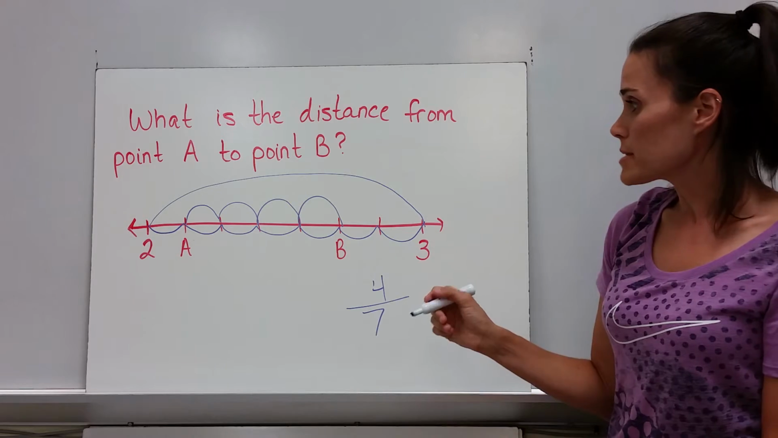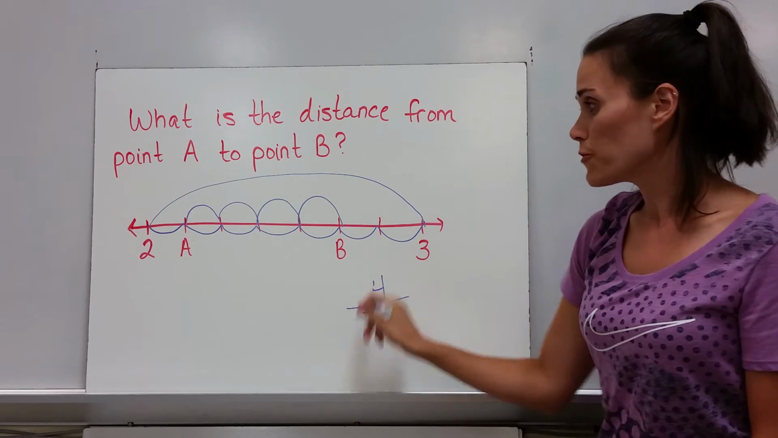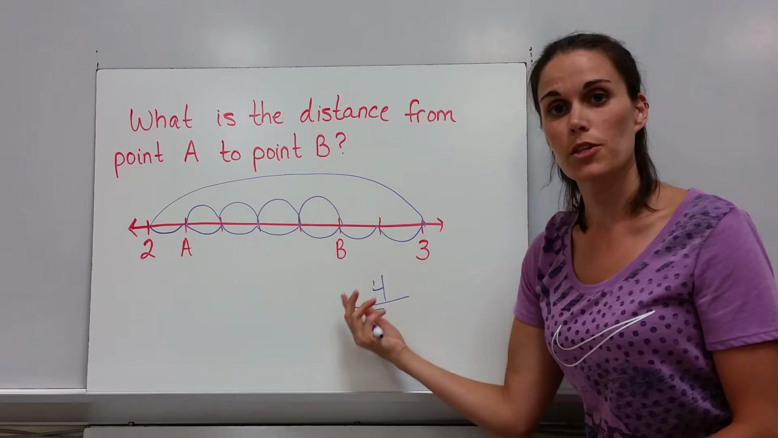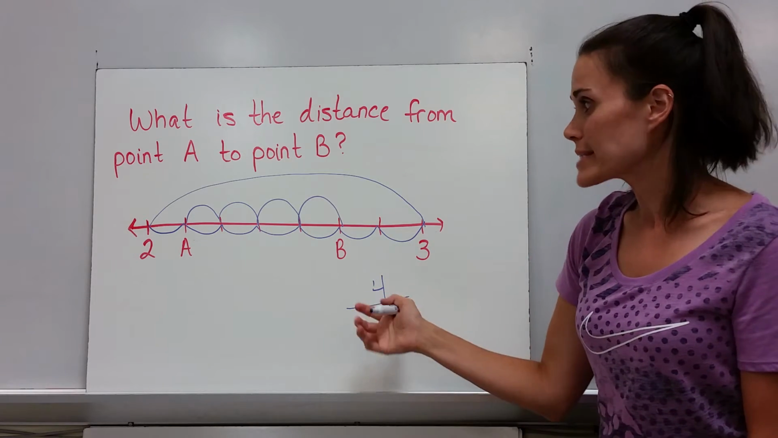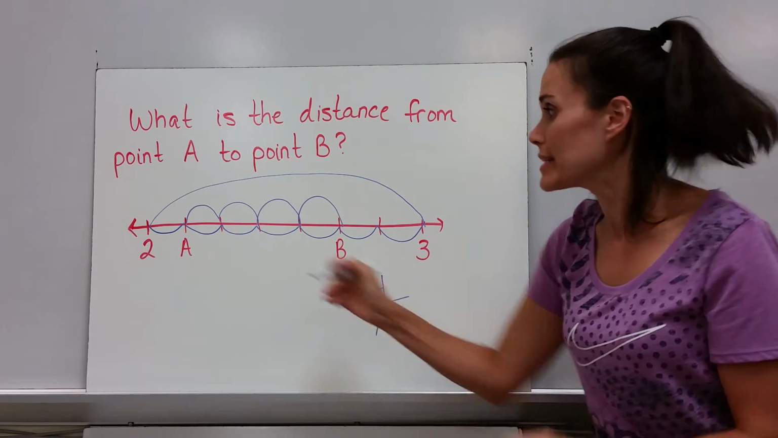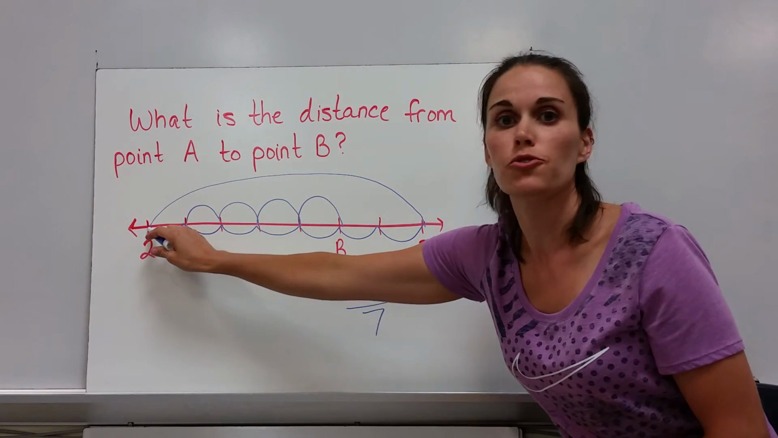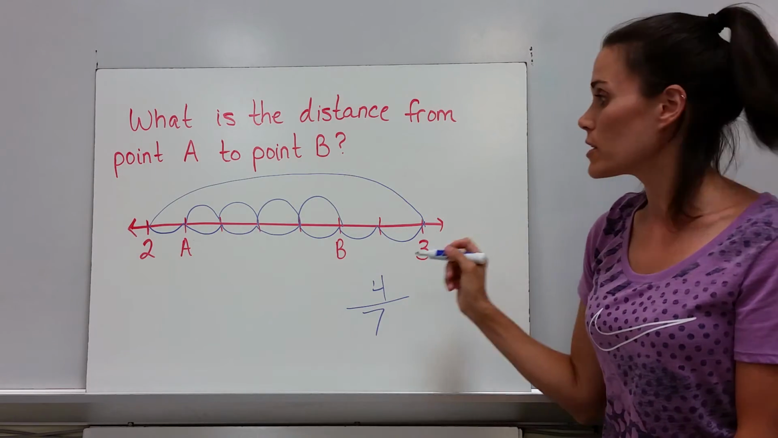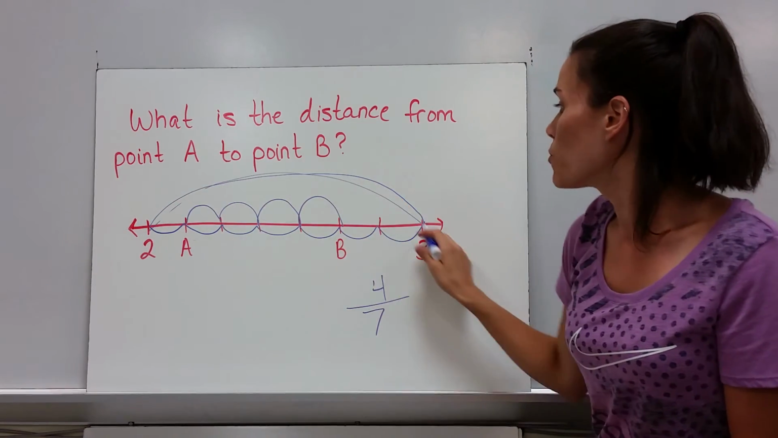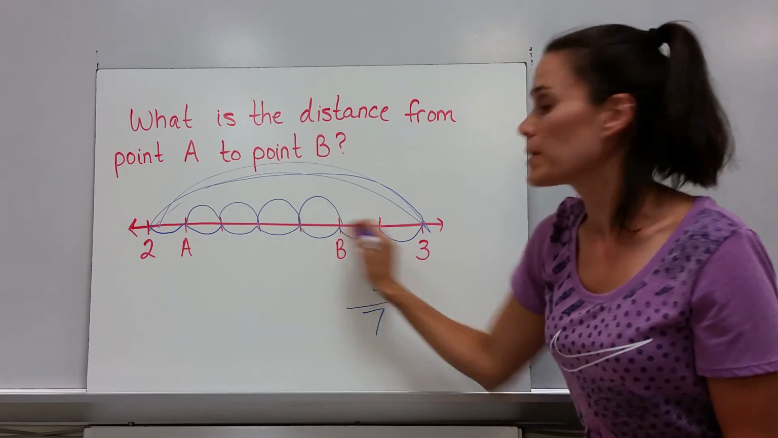A lot of times students will say 2 4/7 because they see it's in between the 2 and the 3, but that's not the case because you're finding the distance. And even if it were 2 4/7, then you'd be going from like 2 to 4 4/7. Since this is only one whole, this is going to be less than a whole.